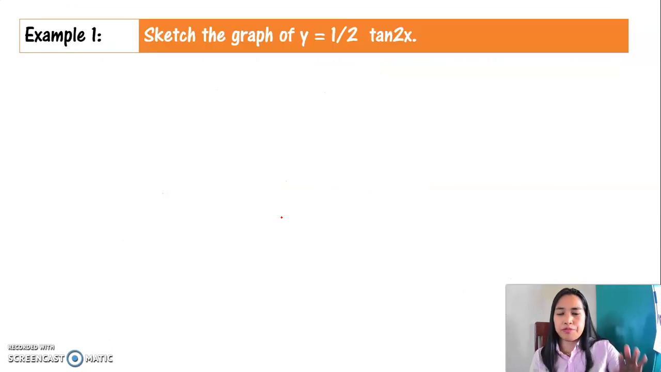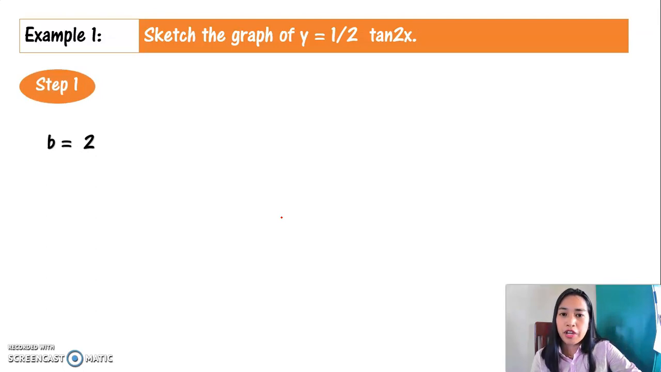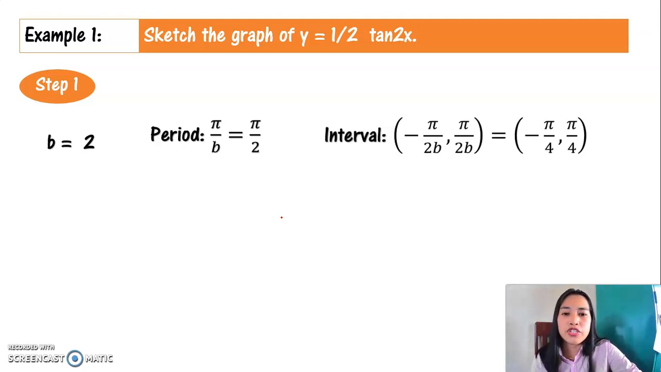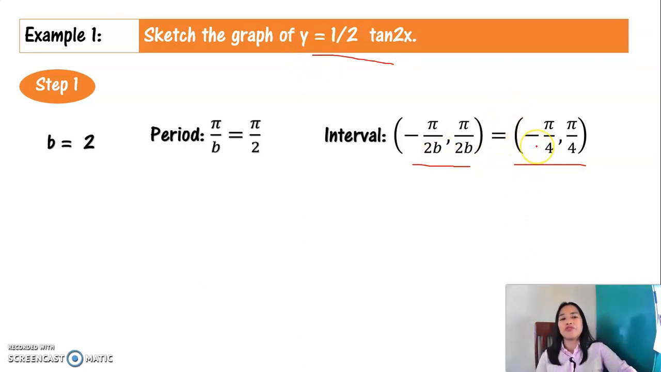Okay, let's have an example. Sketch the graph of y is equal to 1/2 tangent 2x. First step, we are going to identify b, which is 2, obviously. And since nakita man ta ang b, maka-identify na din sa iyang period, which is given by the equation pi over b. So, substitute lang nato siya, that is pi over 2. And we also got the interval, follow lang ta sa formula niya, i-times lang nato si 2 by the value of b which is 2, so mahimo siyang 4. So therefore, one cycle of this graph is from negative pi over 4 going to positive pi over 4.